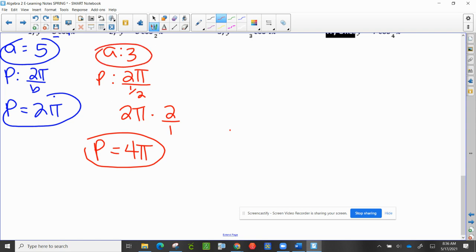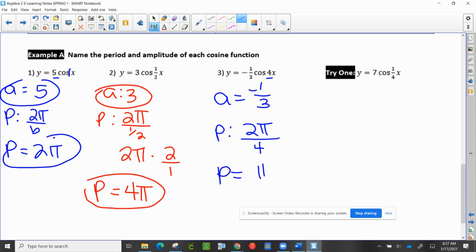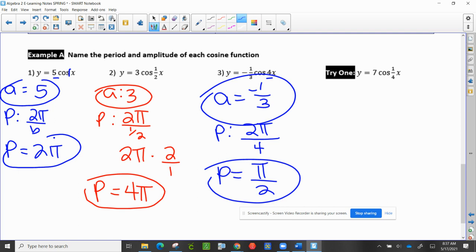Now the next one, even though it has a negative in front, doesn't change what we do. It just changes our starting point. We would start at -1/3. Period would be 2 pi over our b value, so over 4, which would reduce then to pi over 2. It's nothing too crazy.